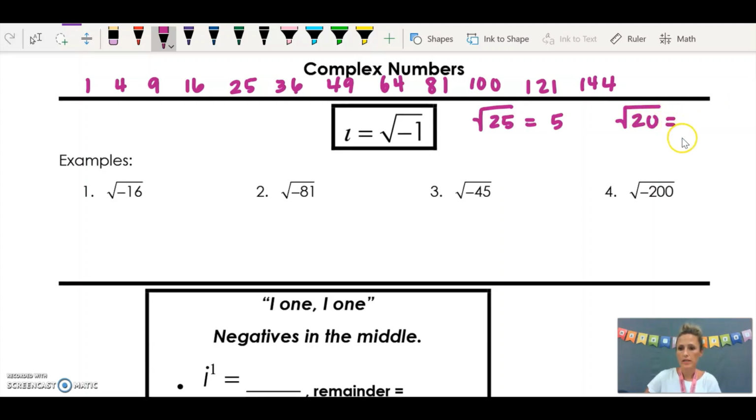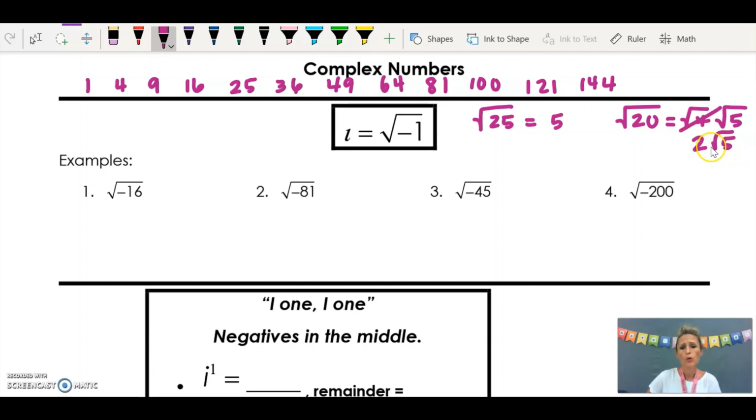Recall that you would break this down by dividing by the largest perfect square factor that goes into 20. So the largest perfect square factor that goes evenly into 20 is 4. So I would split 20 into radical 4 times radical 5. And then I would take the square root of 4, which is 2, and that would give me 2 radical 5. This is a prerequisite skill for the lesson we're working on today. If you need additional help with simplifying radicals in general, you can check in with me at one of my help sessions, or you can find tons of resources online.